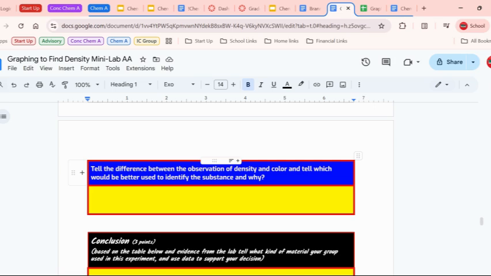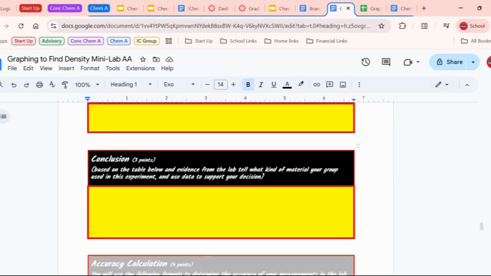Now, to be honest, ladies and gentlemen, I will accept either one, density or color, as the better way to identify the substance. You get your points because of the "and why." You need to explain to me why density is a better way or why color is a better way. There are lots of reasons you can give me, but they need to be scientifically sound. Don't tell me color is a better way because I think colors are pretty and I like looking at colors. You need to explain why color would be a good way to identify the substance and why density would.